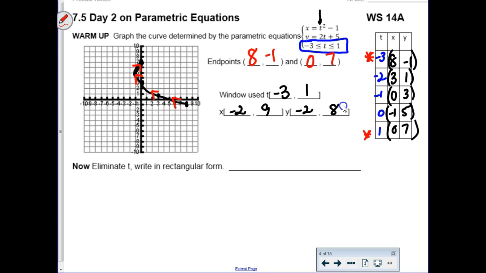It's pretty lame. But one of the things you had to do quite a bit on your homework is write it in rectangular form. This is where you look at your two parametric equations. Which one do you manipulate so you solve for t? The x one. We're going to solve for t. Now this is kind of weird because there's a square on it. So you're going to start by adding the 1 over. And then you would have square rooted it, right?